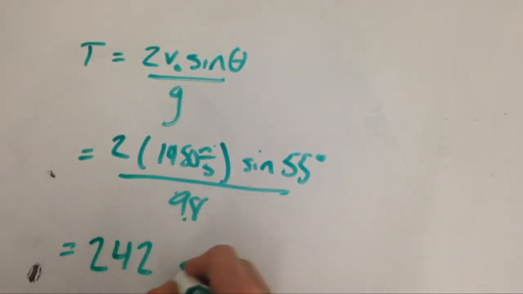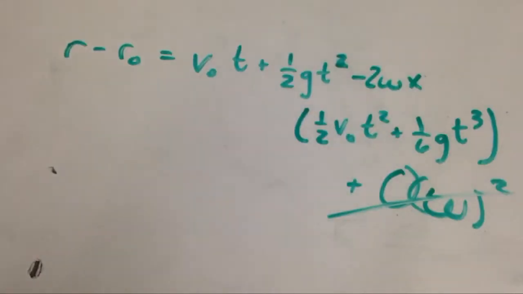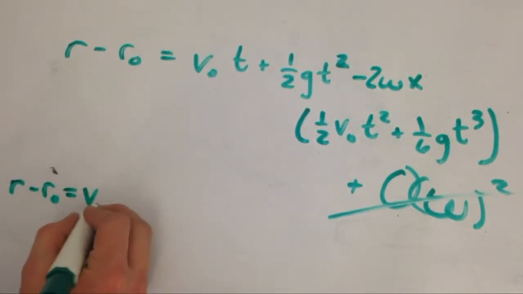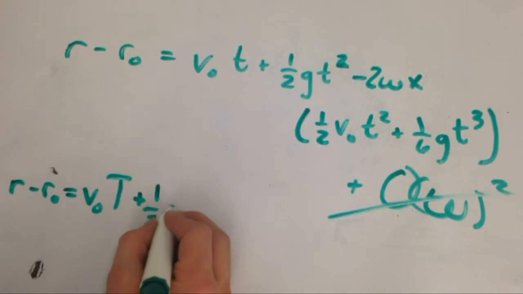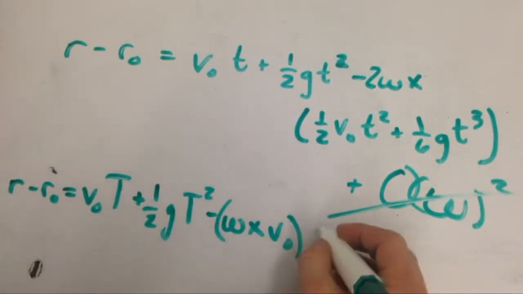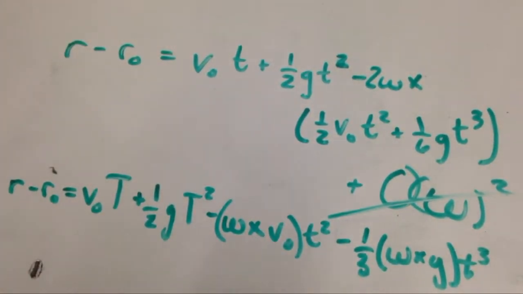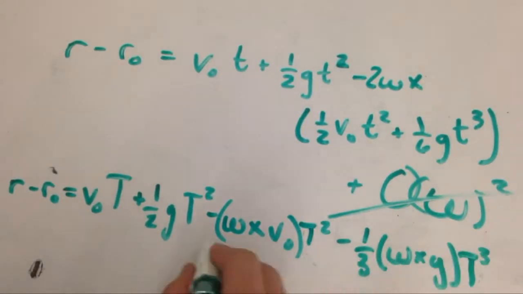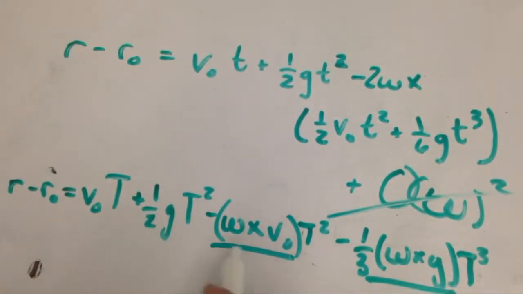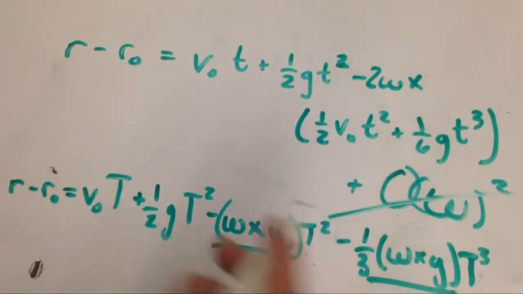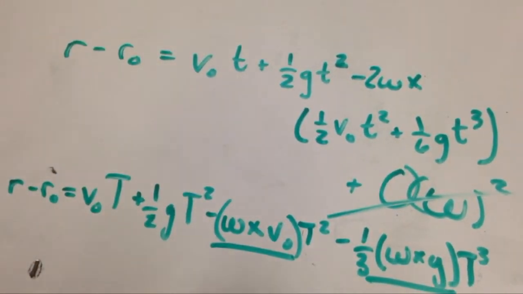If we assume that v naught is in the southward facing direction and plug in our t values for our solution for r minus r naught, we see that r minus r naught is equal to v naught t plus 1/2 g t squared minus omega cross v naught t squared minus 1/3 omega cross g times t to the third. We get two different cross terms, omega cross v naught and omega cross g. These two cross terms will cause the deflection of the projectile, the Coriolis effect.